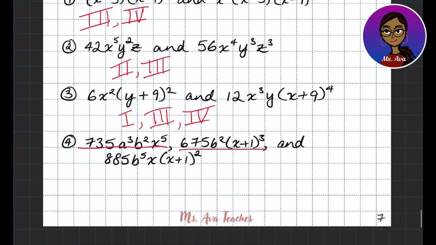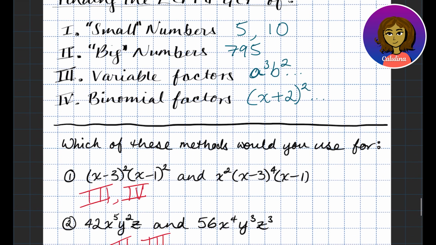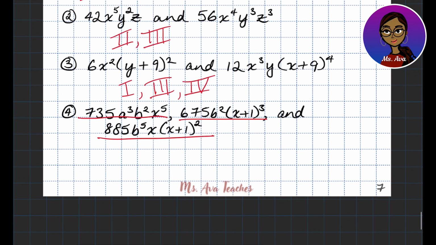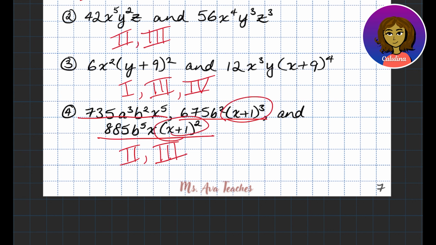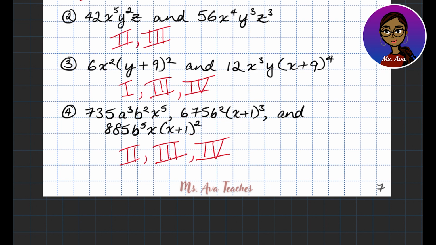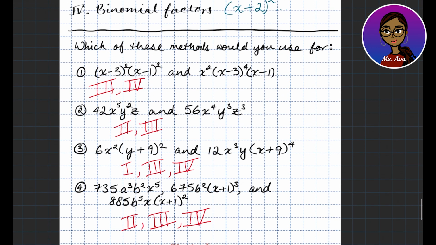So these are the 3 numbers that we have right here, or the 3 sets of numbers. And then what do you think here? Well, all of those numbers look pretty big, so probably the big numbers method. Good. And then also the variables, and then the binomial one as well, because of this one and this one too. Yes, exactly. Awesome. So that is basically our overview of LCM and GCF.